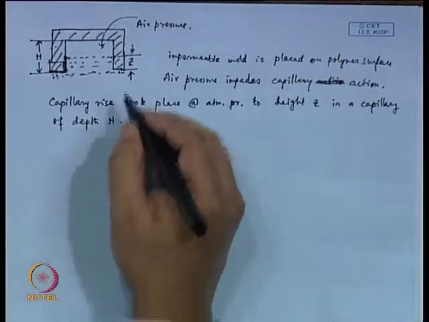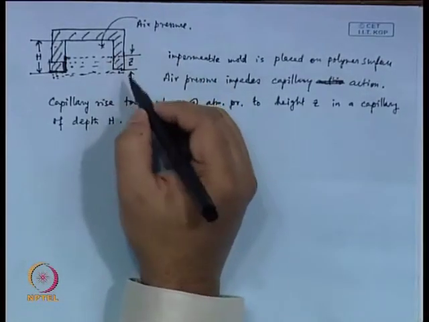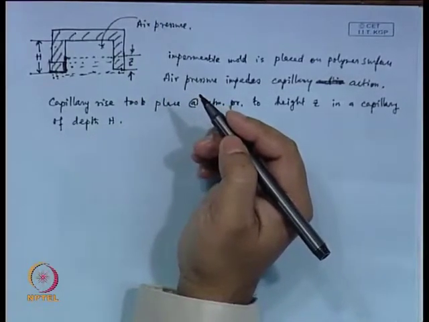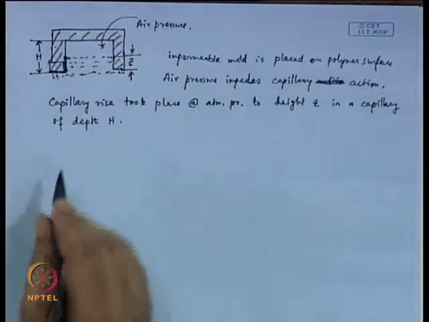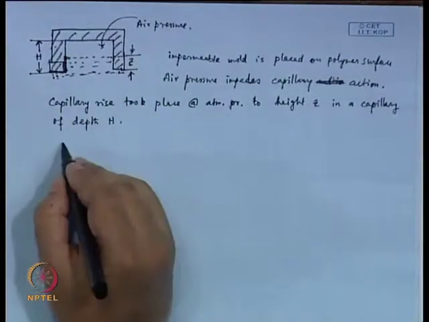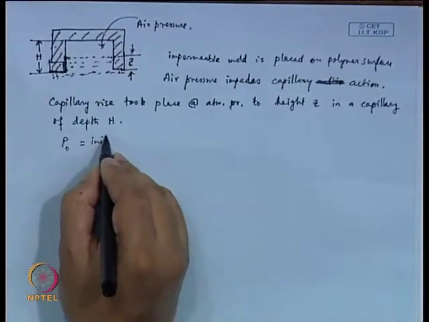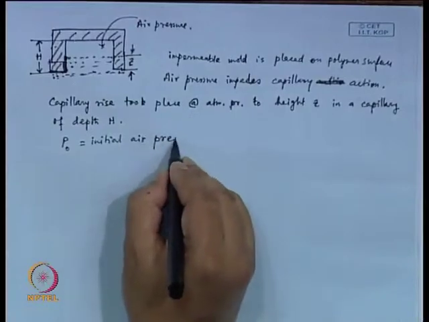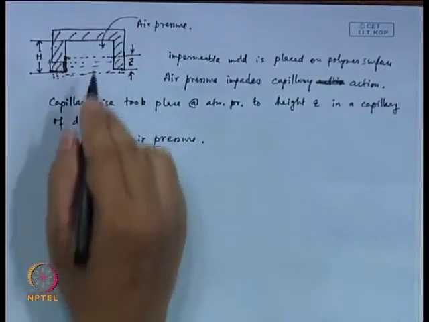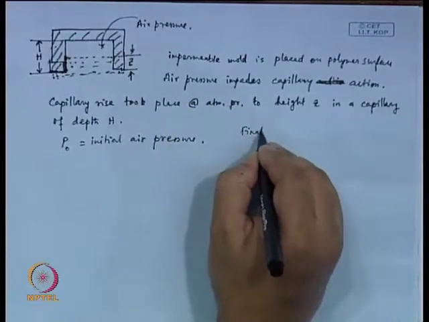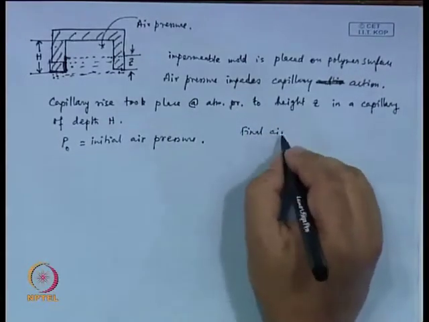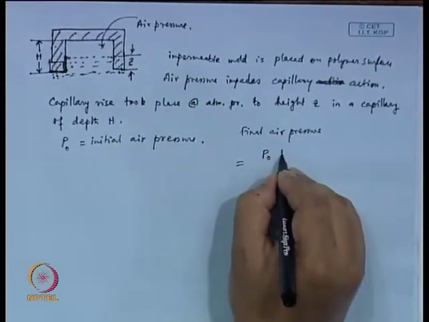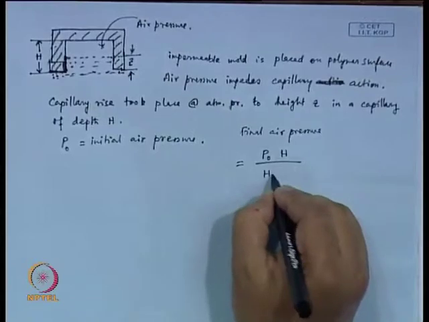So, the pressure of the trapped air in the capillary is what? The area remains the same, so it is the volume, and if we assume that pressure multiplied by volume remains the same, what would be the new air pressure? If P0 is the initial air pressure, which for all practical purposes would be 1 bar, then the final air pressure would be equal to P0 into H divided by H minus Z.